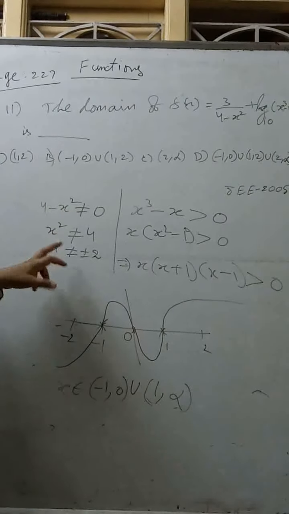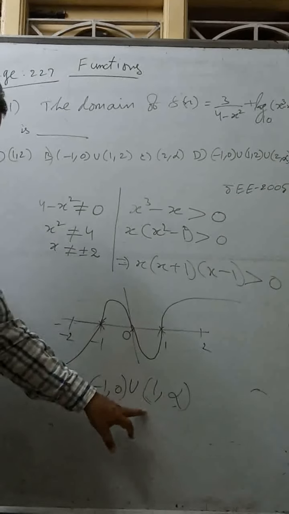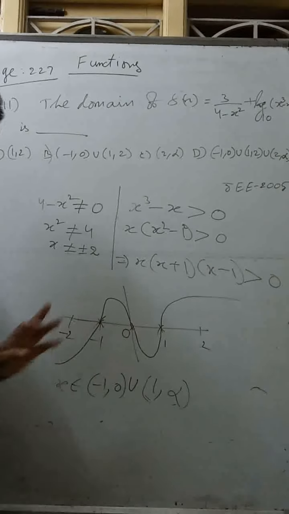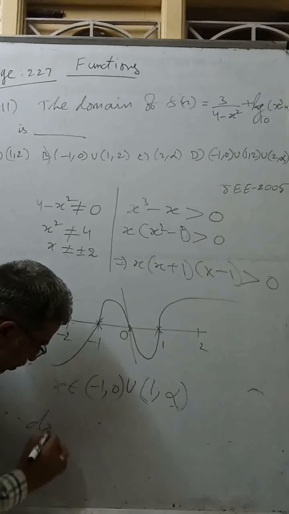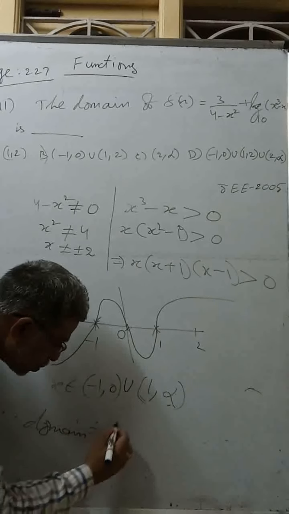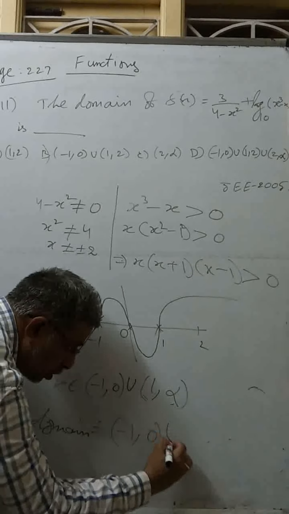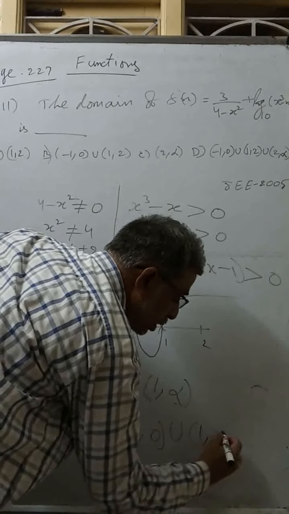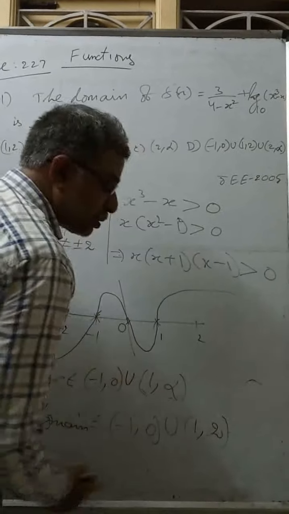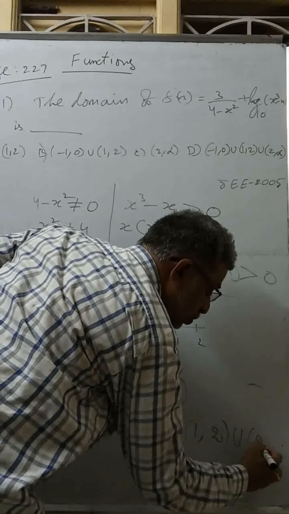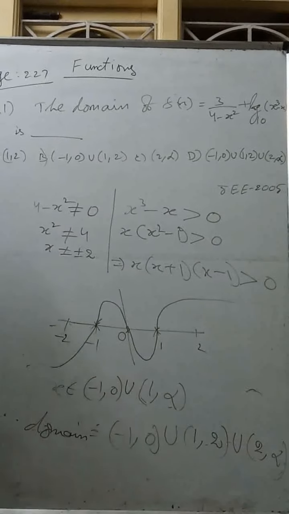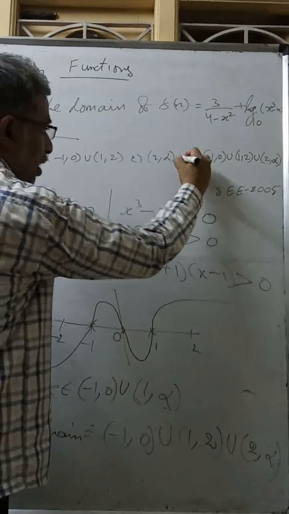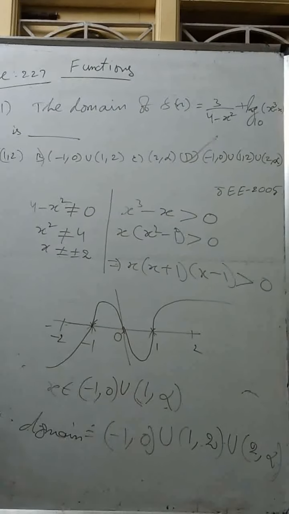So for the whole function, this also is to be included, means 2 should not be there. Common point of these two is 2 should not be there. So therefore domain equal to minus 1 to 0 union 1 to 2, open bracket, so 2 is excluded. Again 2 to infinity means 2 is excluded, all the values from 1 to infinity. So this is the final domain. So where is this? Option D is our final answer.